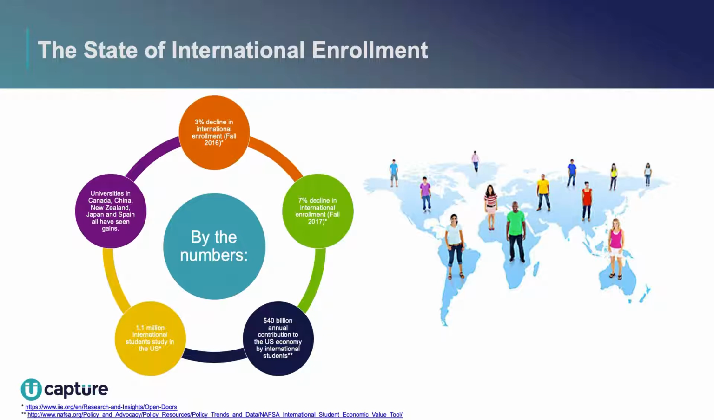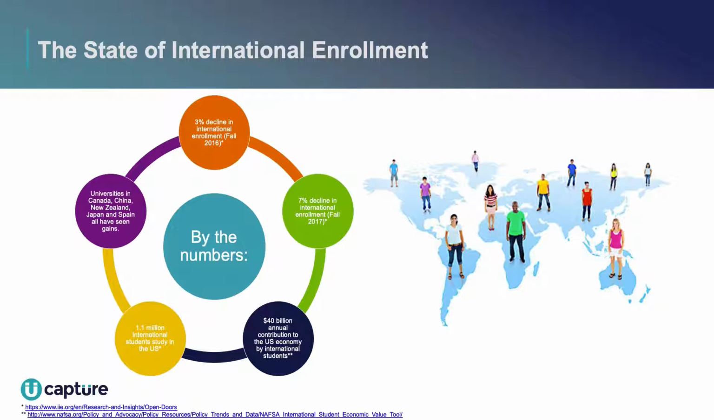To give you an idea of the contribution that international students make to the United States economy, it's $40 billion annually. And this, of course, makes sense when you factor in the fact that there are 1.1 million international students studying here in the United States each year. And while we have seen a decline in international enrollment, as I mentioned, there was increased competition abroad. Universities in Canada, China, New Zealand, Japan, and Spain have all seen gains in their international enrollment.